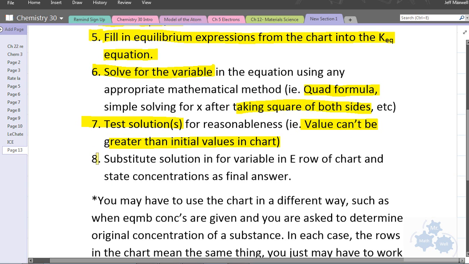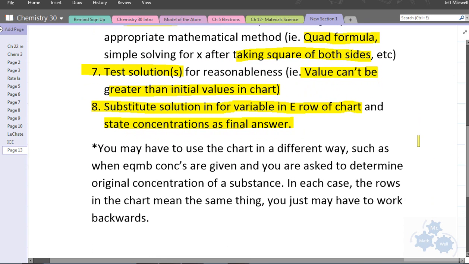And then finally, of course, what we did was substitute the solution for your variable in the equilibrium row of the chart, and then state concentrations as your final answer. So those are your 8 steps. If you get lost and wonder where am I, what do I have to do next, these steps will help.